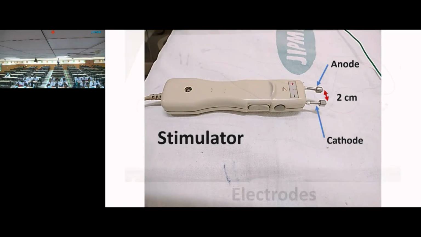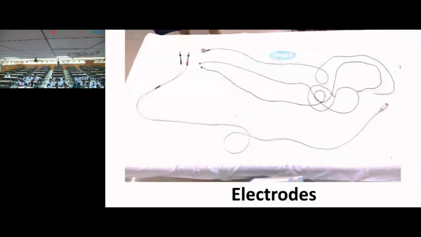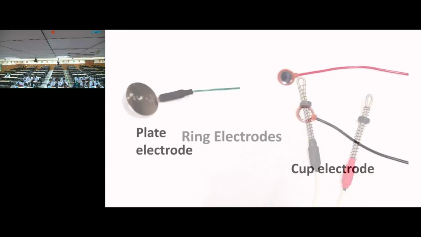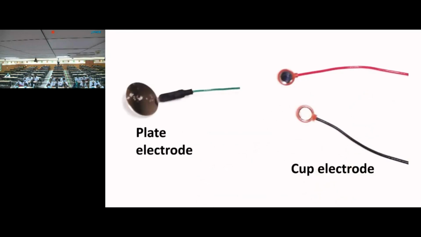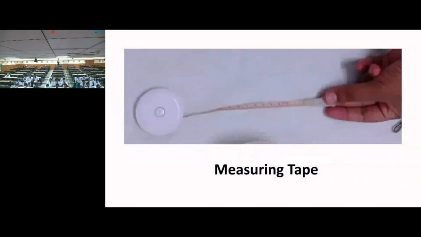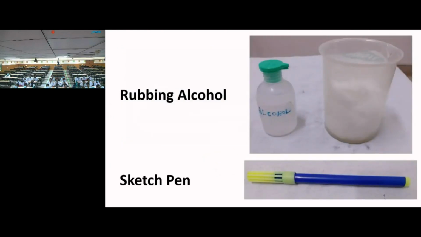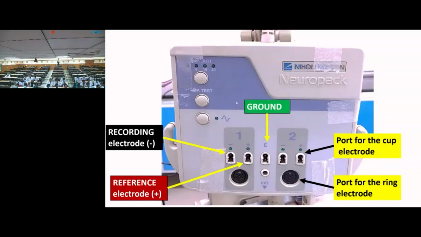And these are the electrodes. There are both invasive as well as non-invasive electrodes. All these are non-invasive electrodes. There are different types, like this is called a ring electrode, which we'll be using for upper limb sensory nerve conduction. This is a plate electrode, cup electrodes. This is the electrode paste. And apart from the electrodes, we need the measuring tape, rubbing alcohol and sketch pen for doing this procedure. And these are what we'll be connecting our electrodes to.